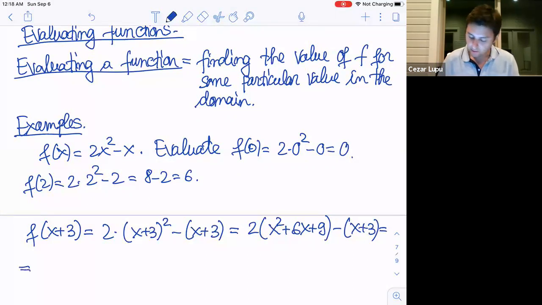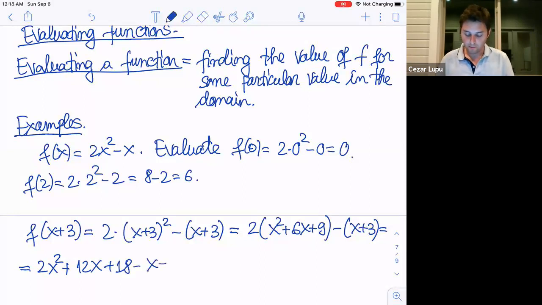And this will give us nothing else than just 2x squared plus 12x plus 18 minus x minus 3. And this is 2x squared plus 11x plus 15, right? So that's the expression. Anyway, you can evaluate anything you want though, so I believe there is no problem. You can take any function you want. It doesn't have to be a square function. You can take a polynomial, whatever.